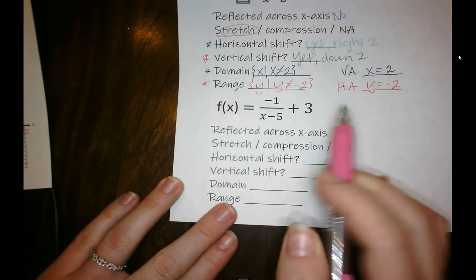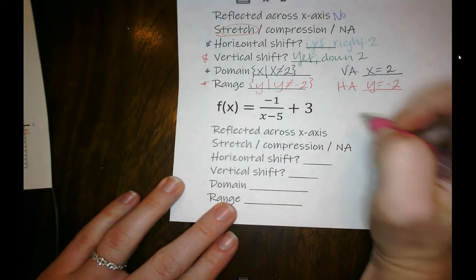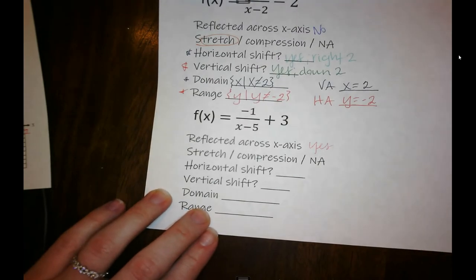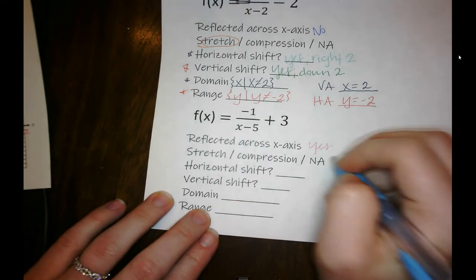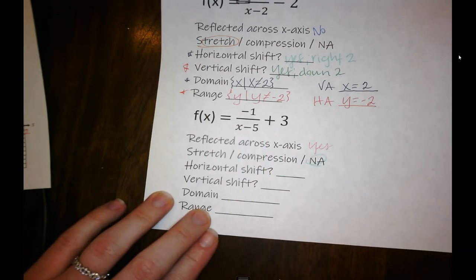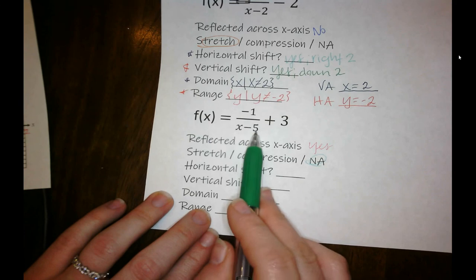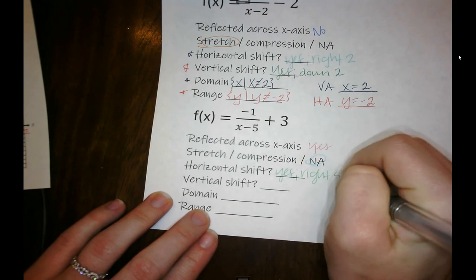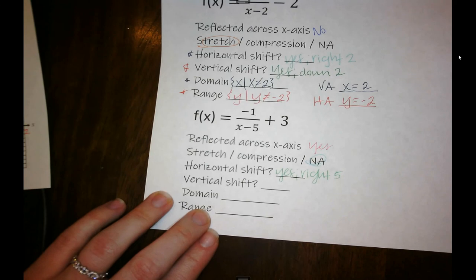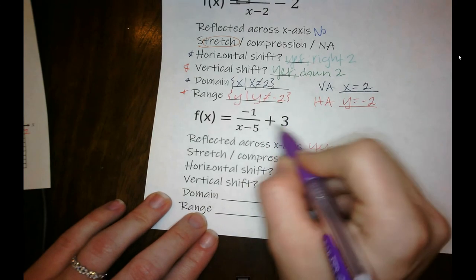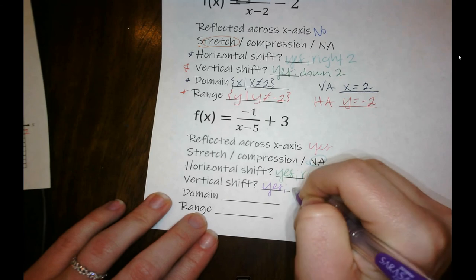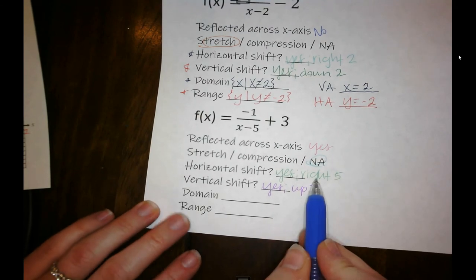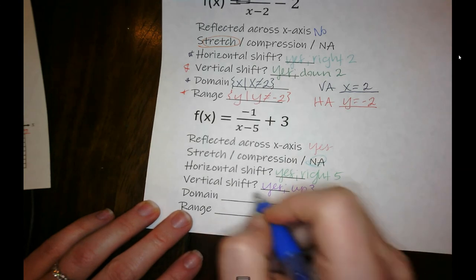Reflected across the x-axis? Is this a negative? Yep. So yes. Stretch, compressed, or neither? Our a is 1, so we're not doing either. Horizontal shift. Yes. We are going to the right 5. Vertical shift. There's a number out here. Yes. And we are going up 3. Okay. So we went to the right 5.